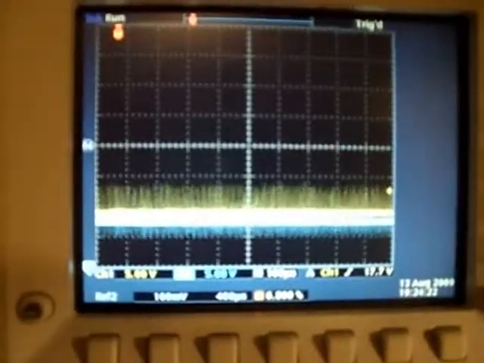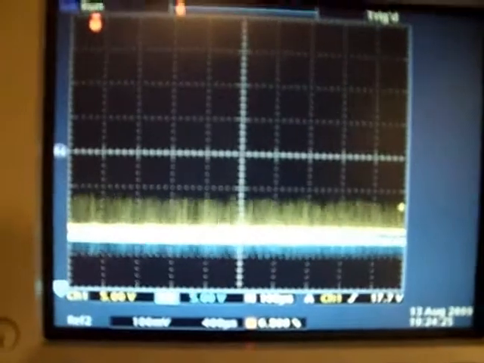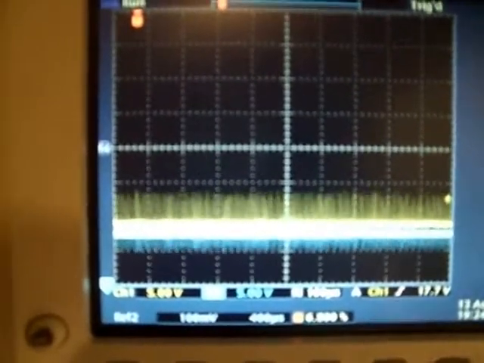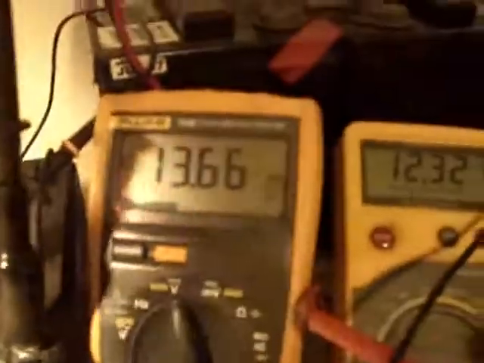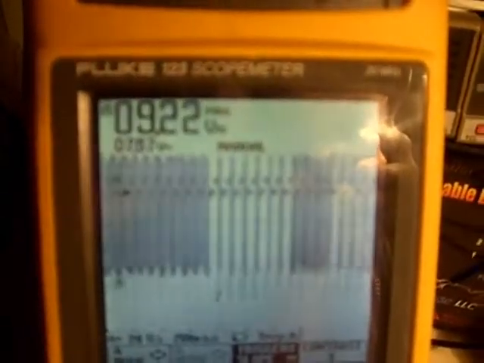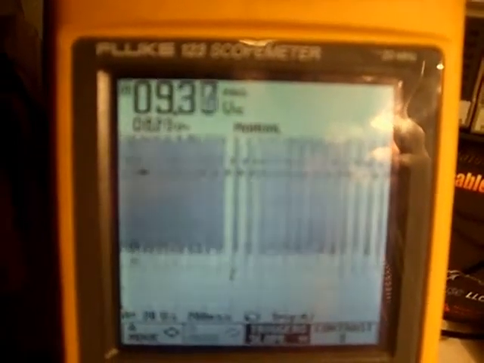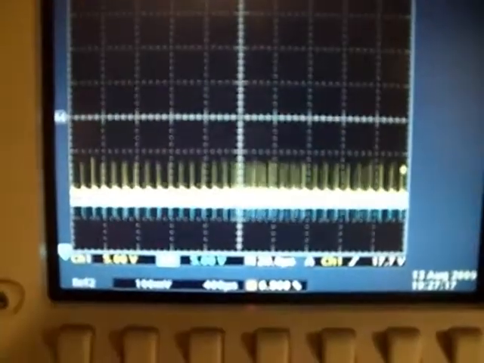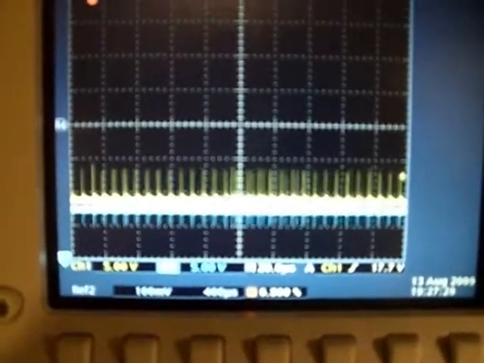So anyway, bottom is power battery. Top is battery getting charged. Battery getting charged is at 13.66, 13.67. This is at 12.32. Anyway, let's see what happens now. So there's some good aperiodic, some good wobble going on. You can see some are a little bit more steady than others. So it is aperiodic right now in the wobbling.